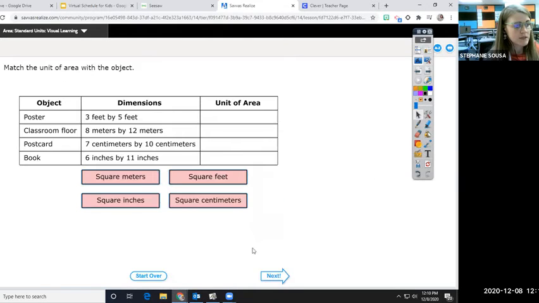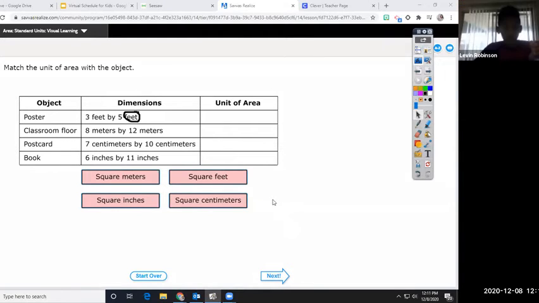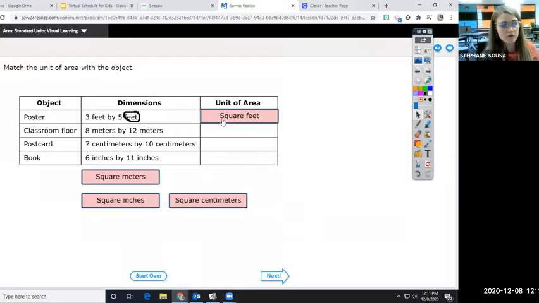So here are a few examples. If we had a poster that might be hanging on your wall, that poster might be 3 feet by 5 feet. This word feet tells us that our measurement and area is going to be what? Square meters, square inches, square feet, or square centimeters? Go ahead and unmute. What is it going to be? Square feet. That is right. The word feet right there. So we say square feet.